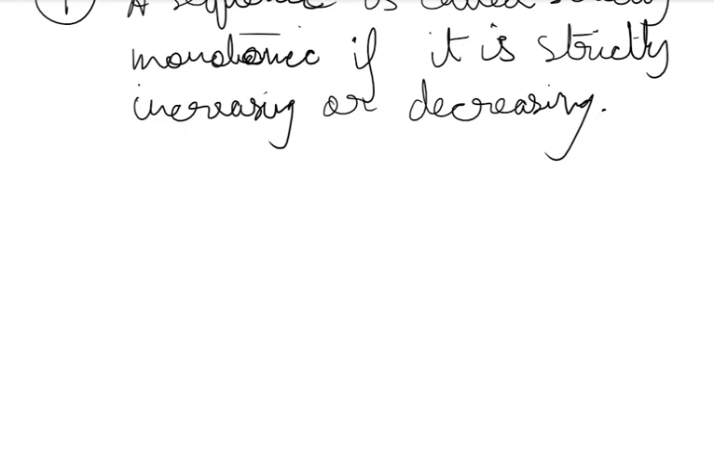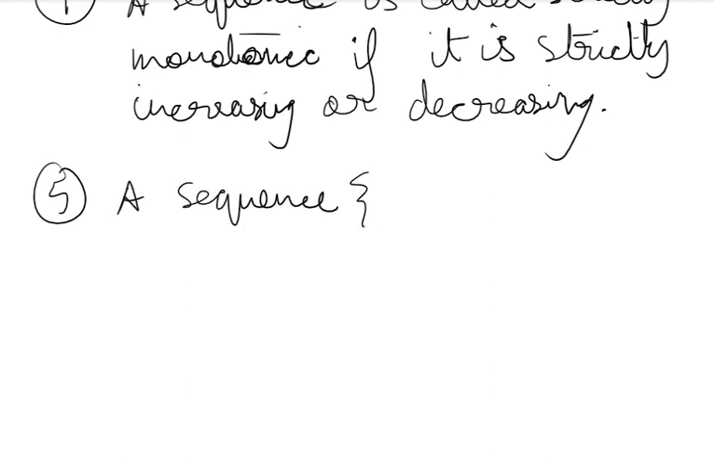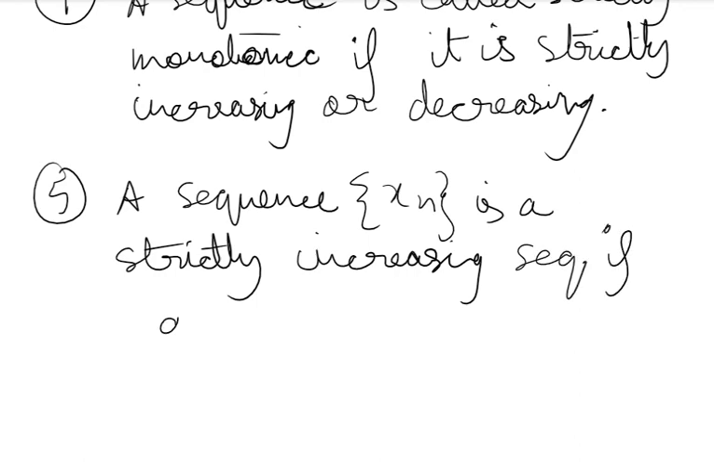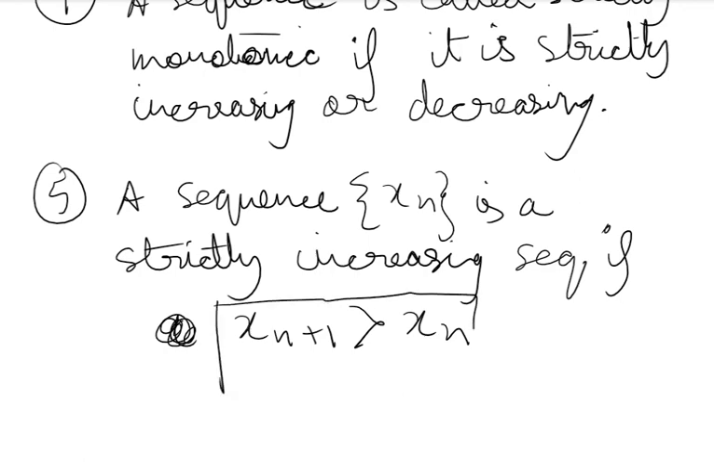So strictly increasing: a sequence, say xn, is a strictly increasing sequence if xn plus 1 is greater than xn. You can use an everywhere. There is no need to change it like I'm changing. You can use an everywhere you like. Alright, so this is strictly increasing.